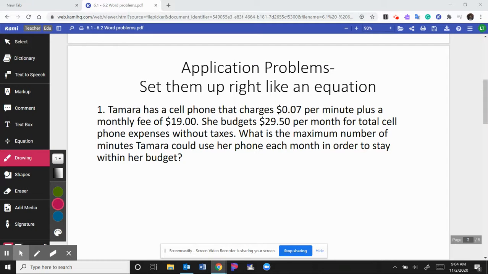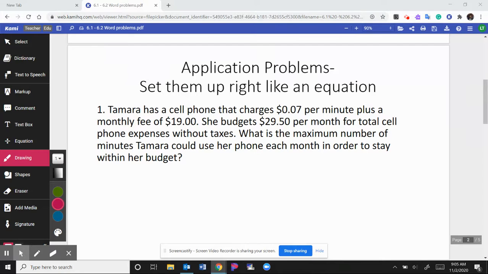Hi guys, today's lesson is all about inequalities again, but word problem inequalities. So I need you to find your note sheet that I gave you in class. It should be labeled at the top 6.1, 6.2 word problems. So then you don't have to write down all the word problems.